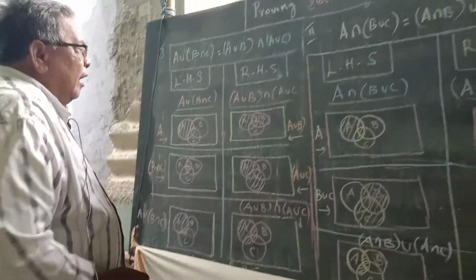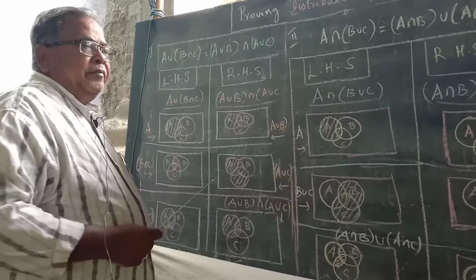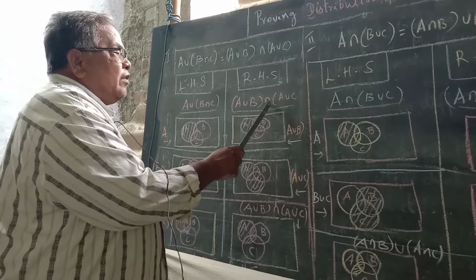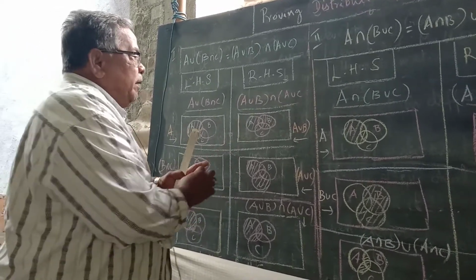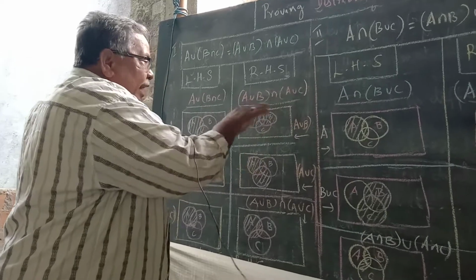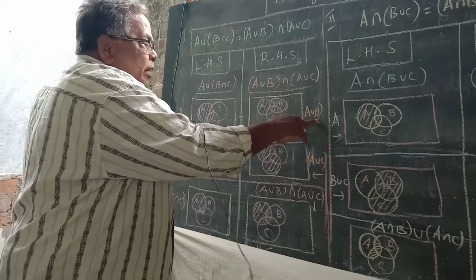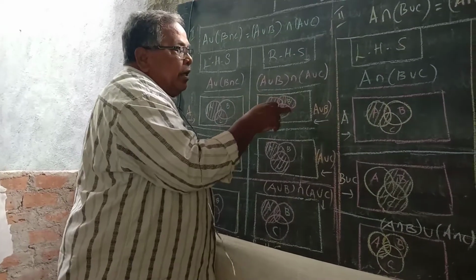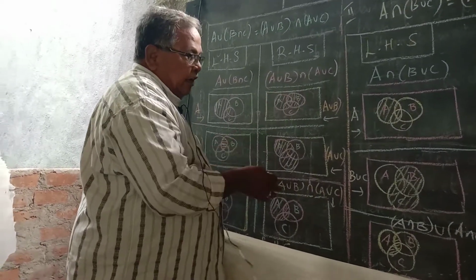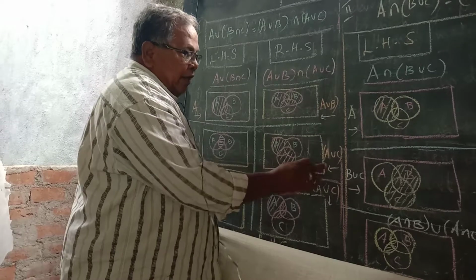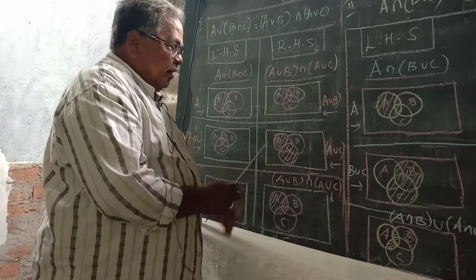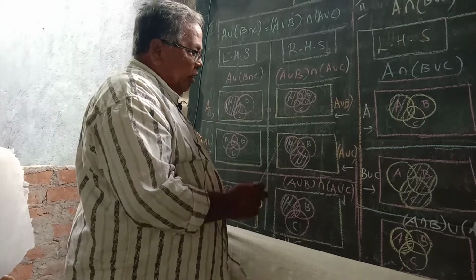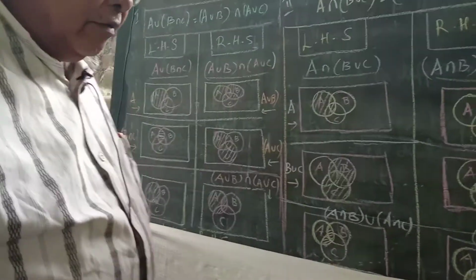Okay, now let me pass on to right hand side. In right hand side, that is A union B intersection A union C, I am splitting once again these two. I am taking A union B, I am shading A union B. Similarly, in the second picture, I am shading A union C. That is A union B. Now I am shading.